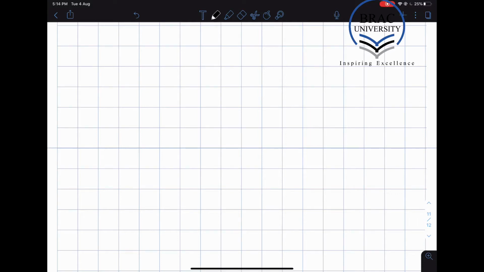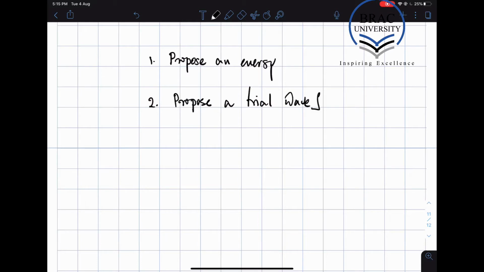So suppose that we want to find out the possible energy eigenvalues and the energy eigenfunctions for some given potential. So there are two aspects to this problem. The first one is that we have to propose an energy, and second is that we have to propose a trial wave function.